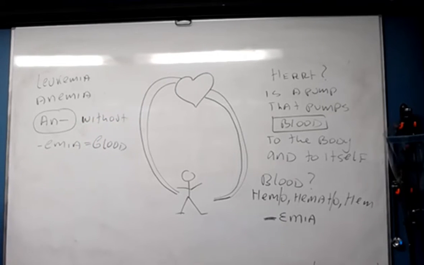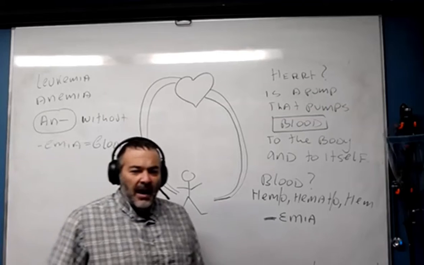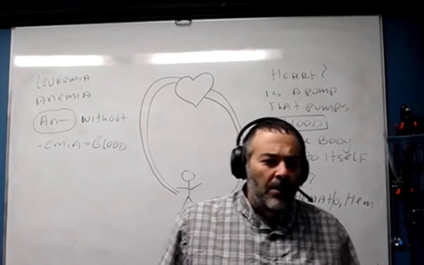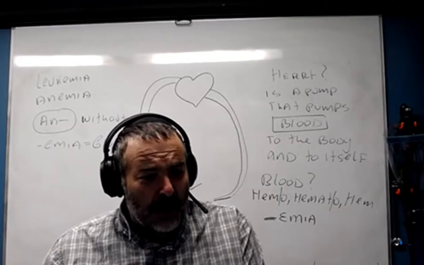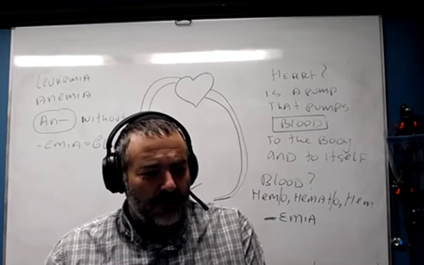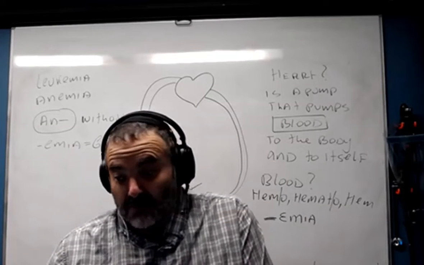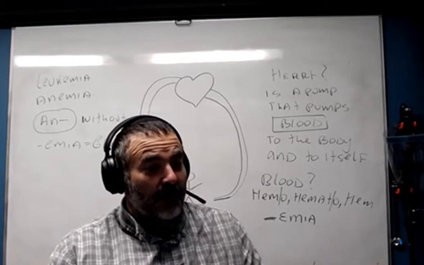Without blood. So if you go on a date with Count Vladimir Dracula, you're going to come home without blood. That's a form of anemia. Okay? It literally means without blood. It also means without certain components of the blood.